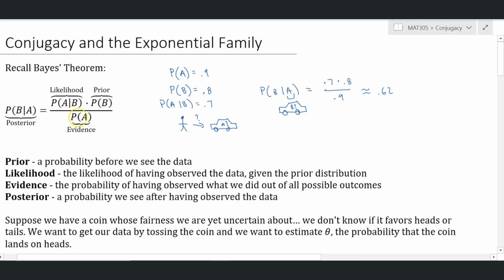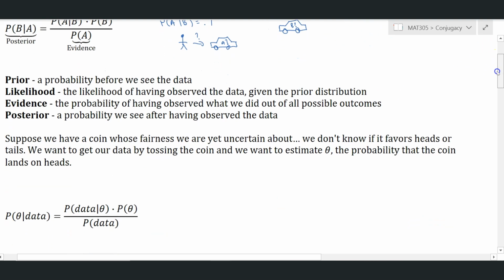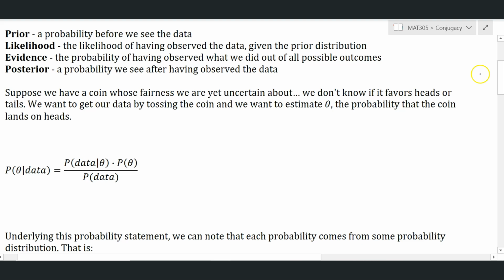Now, this is a very vague and difficult thing to come by a lot of times, and that's why we're only going to focus on the posterior, likelihood, and prior. And the posterior is a probability we see after having observed the data. Okay, so let's put this into context, and really we're going to focus on the intuition here, because the mathematics can quickly get cumbersome, and we just want to understand what we are doing with this.